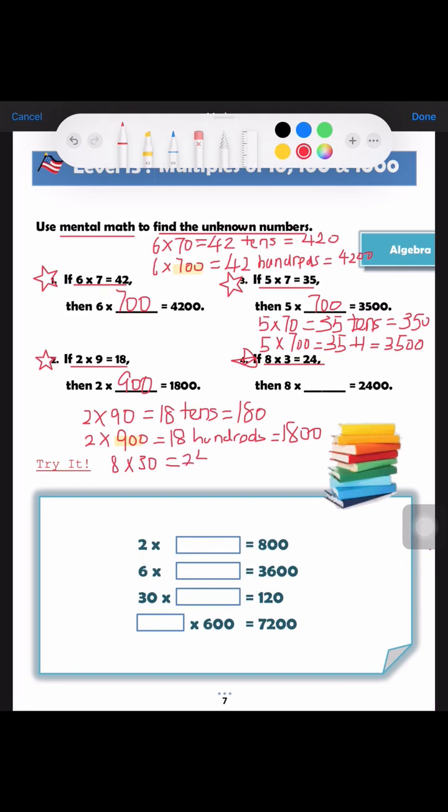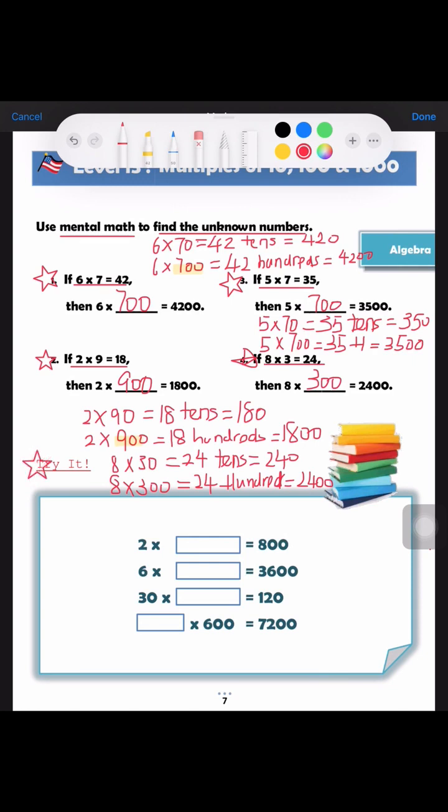24 tens. And 24 tens equals 240. And then 8 times 300 equals 2,400. And 2,400 equals 2,400. So the answer is 300. 8 times 300 equals 2,400.